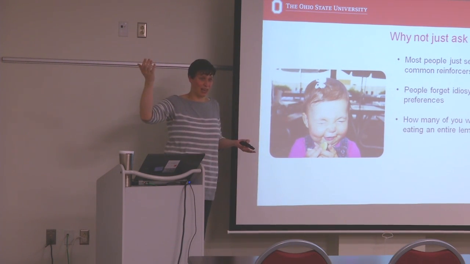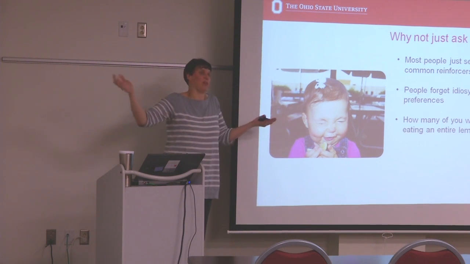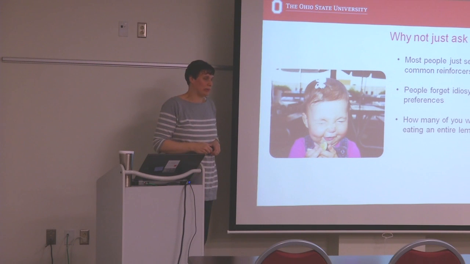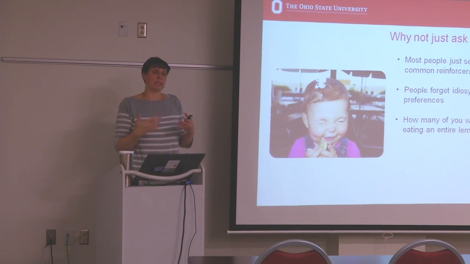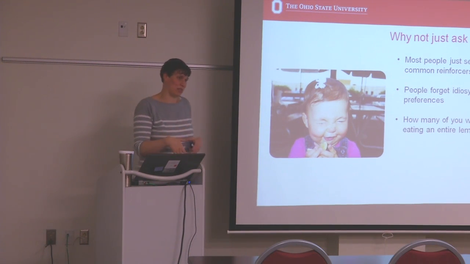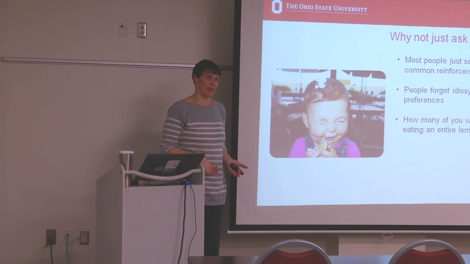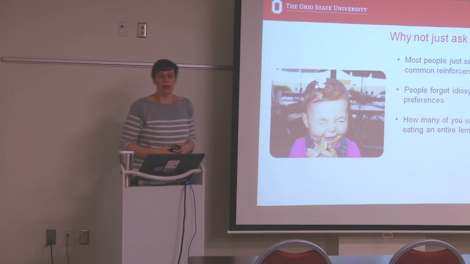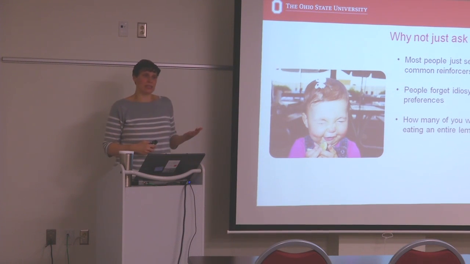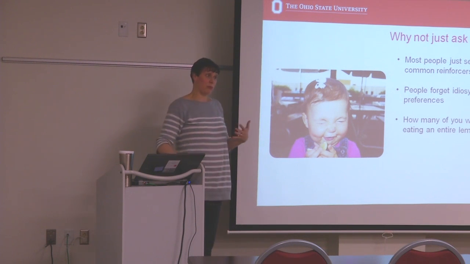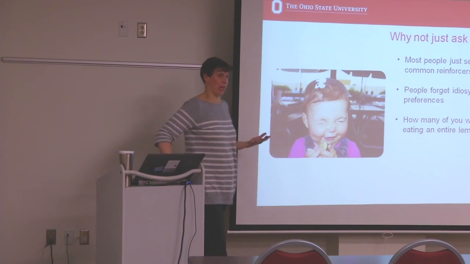So the behavior's not going to go up. We're going to feel like, okay, well, they don't like this thing, but we haven't made any progress. That can be incredibly discouraging to families and teachers, that you ask, you try and find out, and they're wrong. The other problem with this, and this is something that is not necessarily solved by preference assessments, is that people forget the idiosyncratic things.